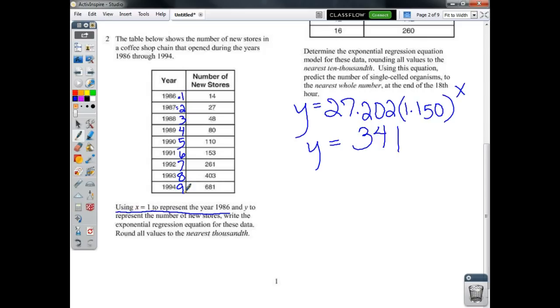Any questions about this? This is pretty easy. All you're doing is typing stuff into Desmos. Can you leave that up there? Yes, I'll leave this up there. Any other questions? All right, go ahead and work on that.